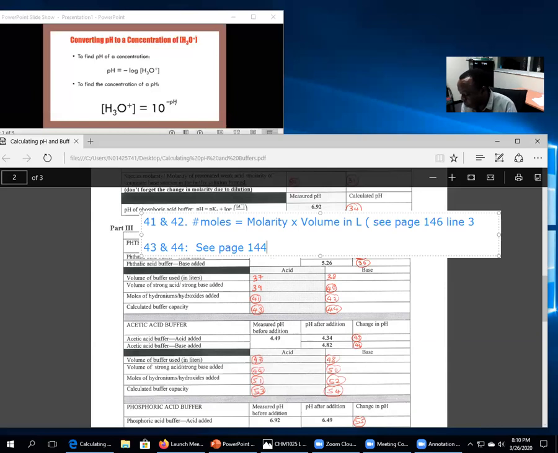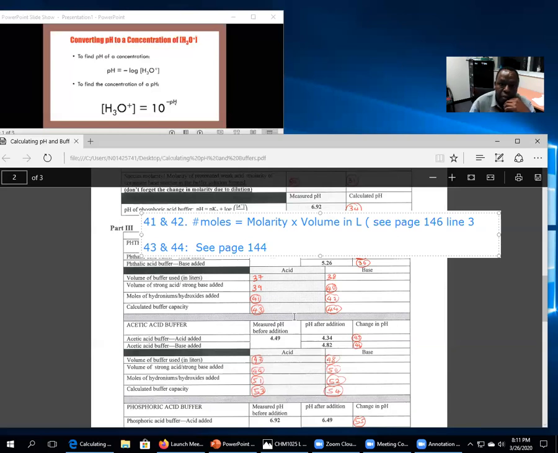I want you to look at the equation in the middle of the page, where it states that buffer capacity equals the number of moles of hydronium added or the number of moles of hydroxide added. You should be able at this point to have the value from 41 and 42. That's the number of moles of the acid, number of moles of the base added. And divided by the absolute value of change in pH, over volume of the buffer in liters.